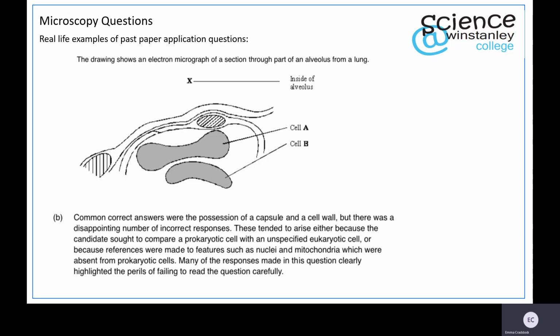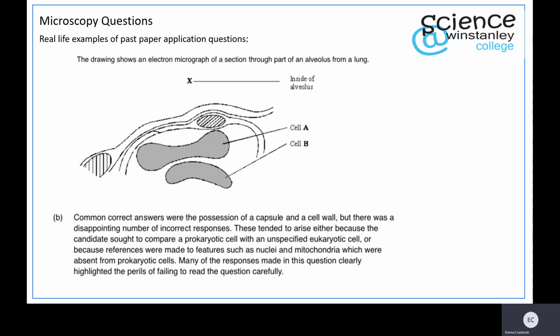Now, most people got having a capsule and a cell wall correct. However, they said there was a disappointing number of incorrect responses. And this was because the candidates sought to compare a prokaryotic cell with an unspecified eukaryotic cell, or they made references to eukaryotic features such as nuclei and mitochondria. These are absent from prokaryotic cells. This was probably because candidates didn't read the question properly.